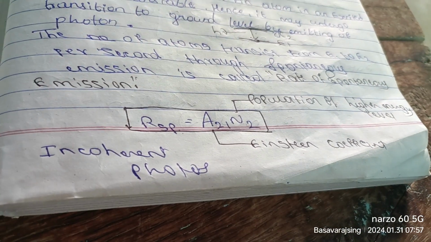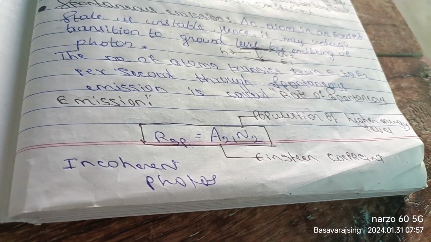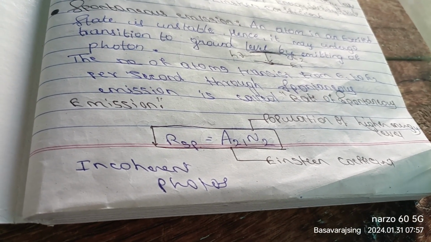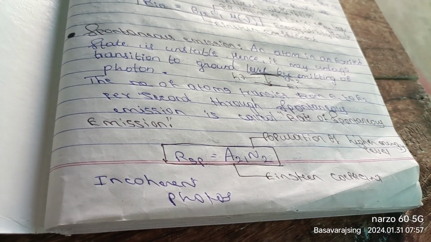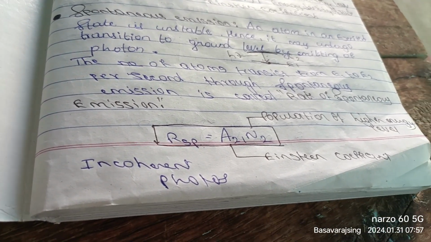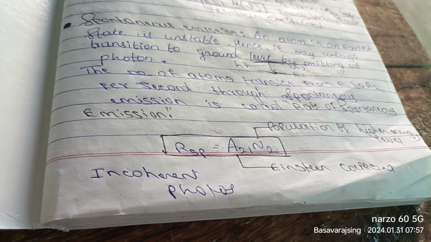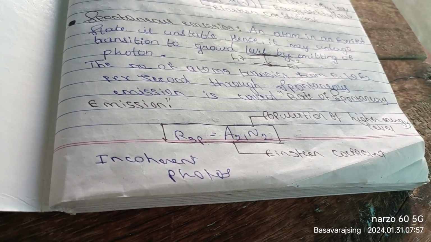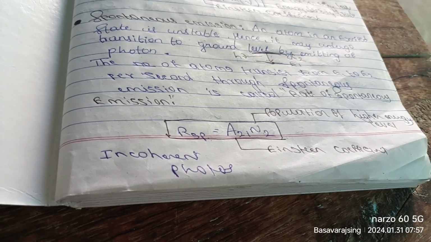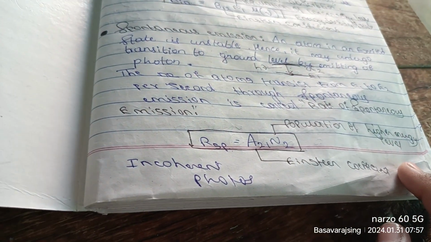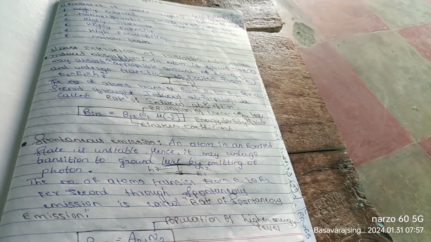Here there is no extra device or extra photon which is capable of making it more coherent or enabling the atom to go on transition. So here u(nu), the energy density, is not there. Here incoherent photons will be emitted. Next we come to another topic, stimulated emission.